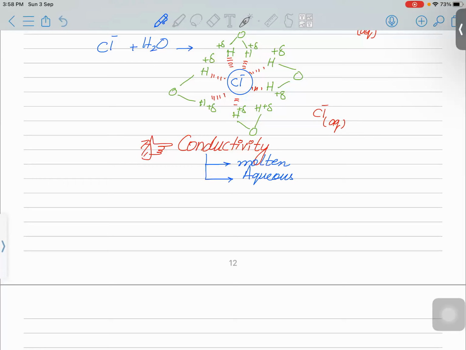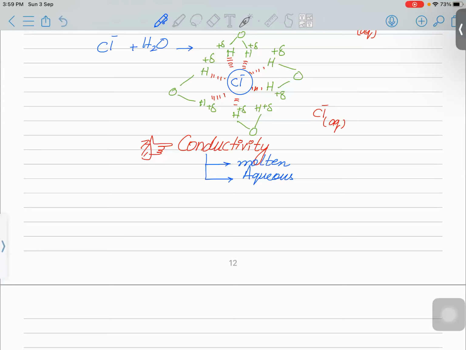Can you tell me why ionic compounds conduct electricity in molten and in aqueous form? The flow of electrons. Okay. And what about Isa? What is your opinion? Sir, I also think that they have free electrons in this state, so that's why. No, they do not have free electrons. Free electrons are only in metals. Ionic compounds have ions. So ions are free to move.